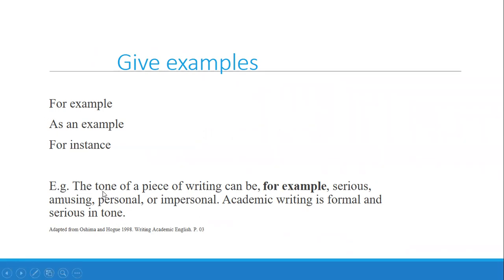So the tone of a piece of writing can be, for example, serious, amusing, personal, or impersonal. Academic writing is formal and serious in tone, right? So before you give a few examples, you can use the word, for example, or even for instance.